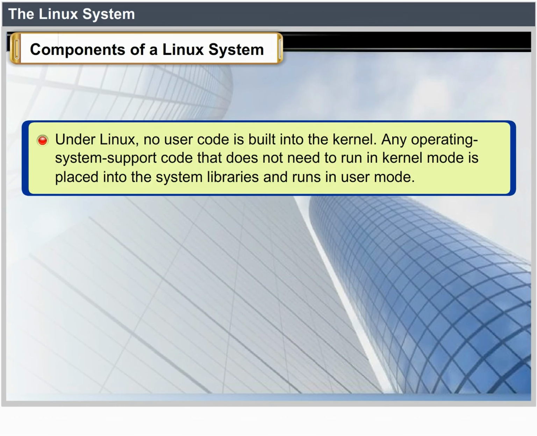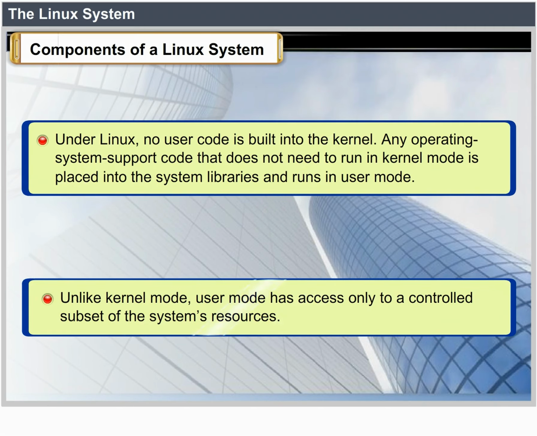Under Linux, no user code is built into the kernel. Any operating system support code that does not need to run in kernel mode is placed into the system libraries and runs in user mode. Unlike kernel mode, user mode has access only to a controlled subset of the system's resources.